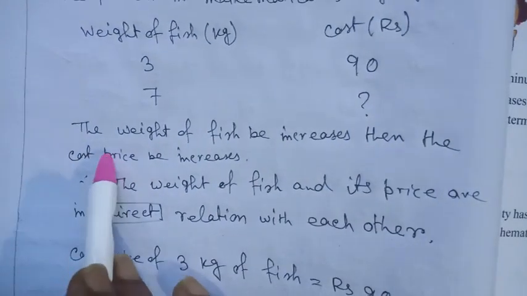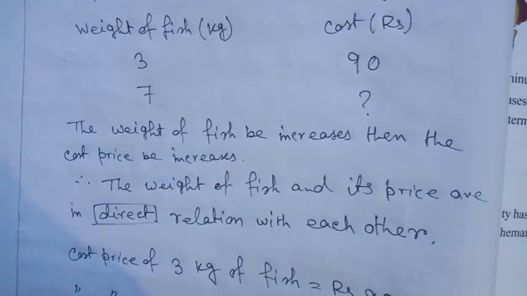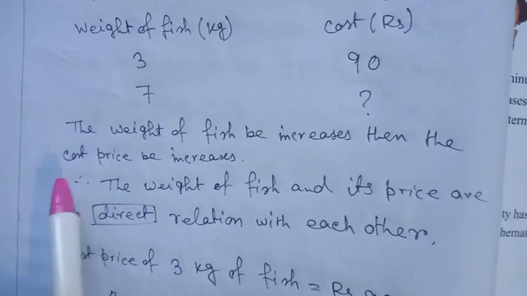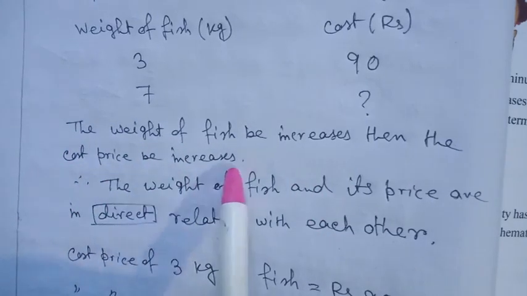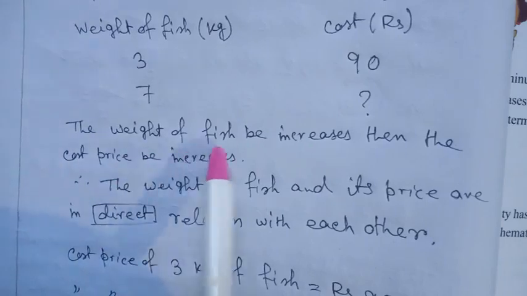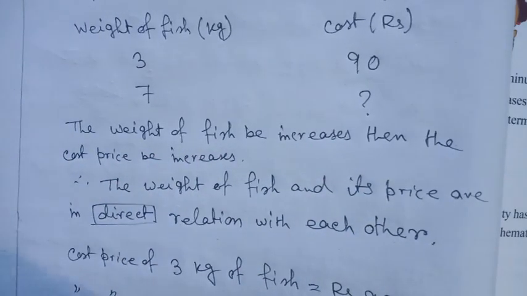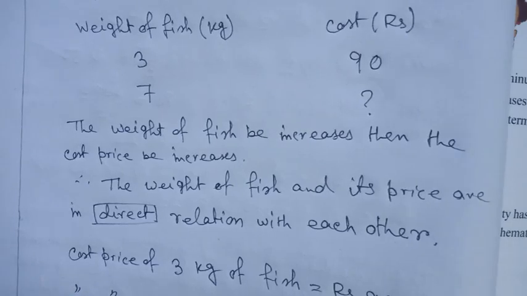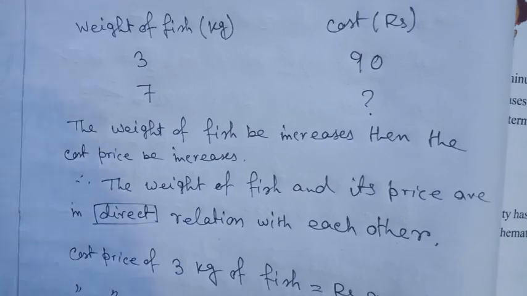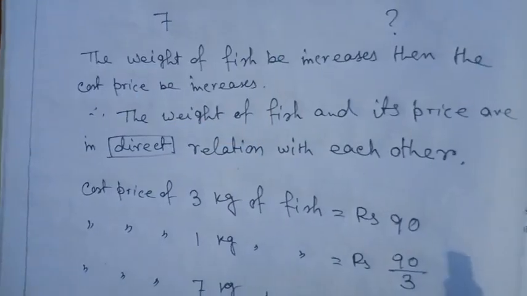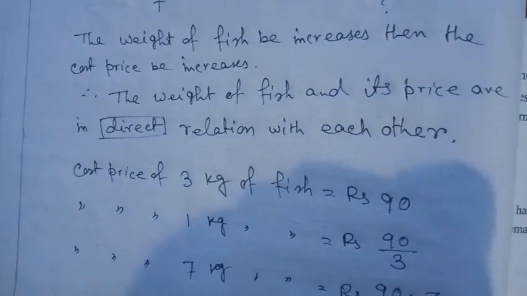Now here we write: if the weight of a fish increases, then the cost price also increases. So obviously these two are in direct relation. If of two quantities one increases and the other also increases, then these two are in direct relation.